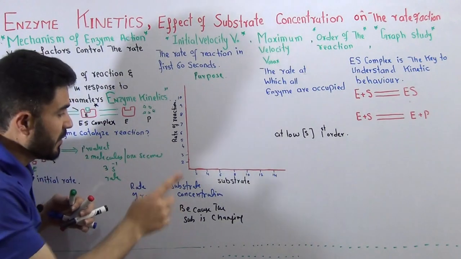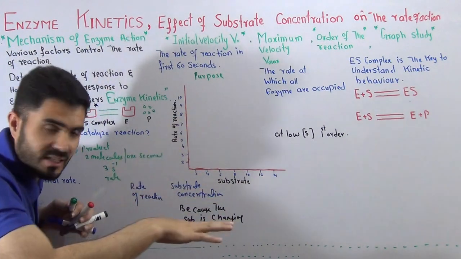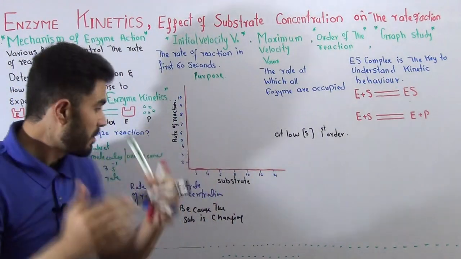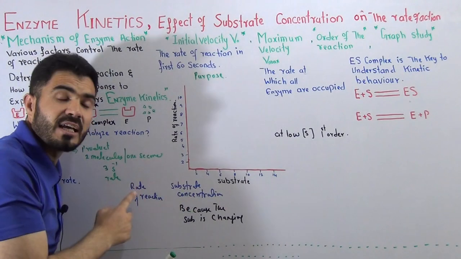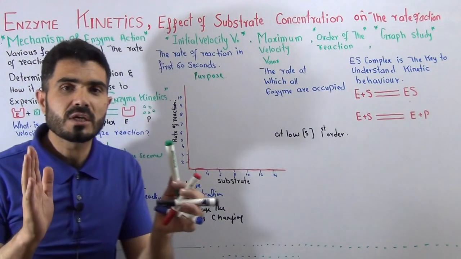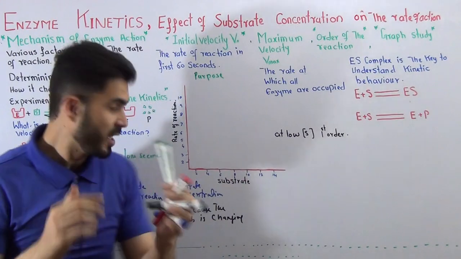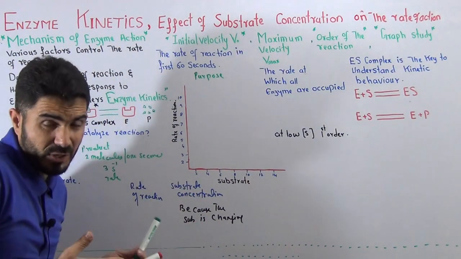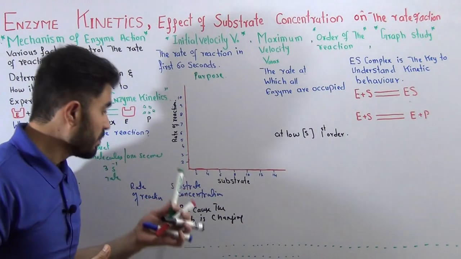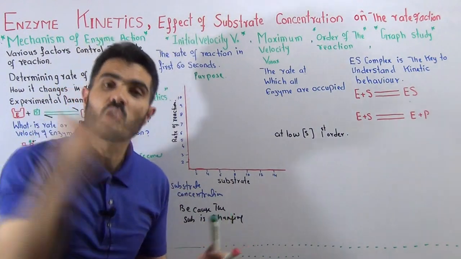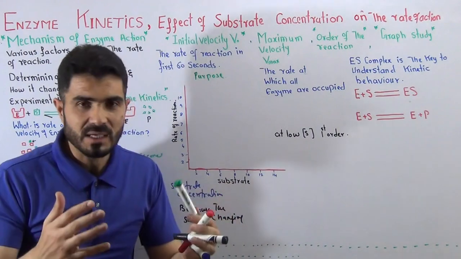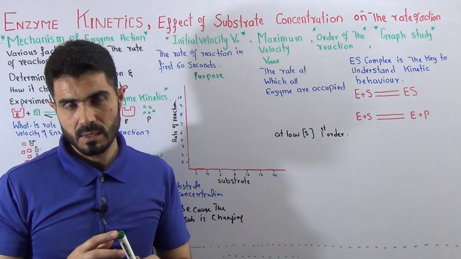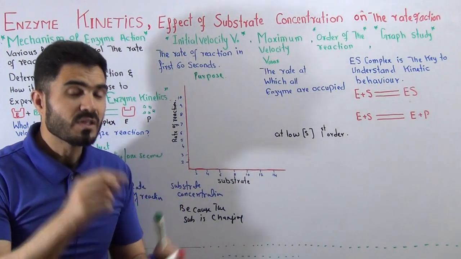I repeat, because the substrate is changing, we cannot develop a proper relation between the substrate concentration and the rate of reaction. If you want to get a proper relation between the substrate concentration and the rate of reaction, you need to make the substrate concentration constant. You do something so that the substrate is not changing. This is a problem. This is a big problem.